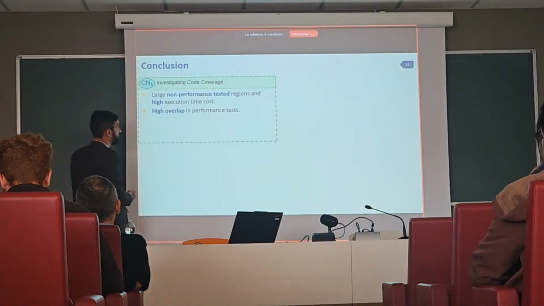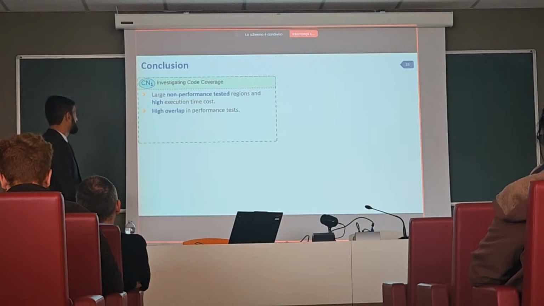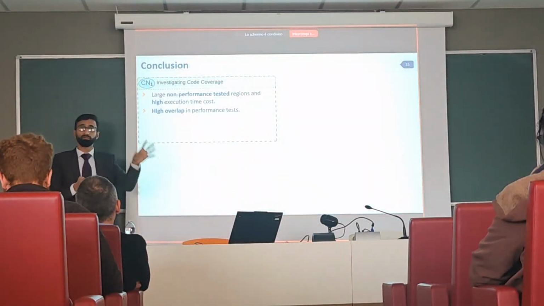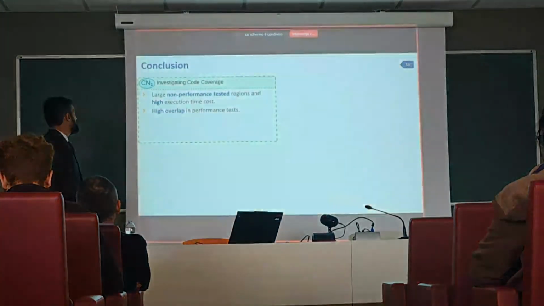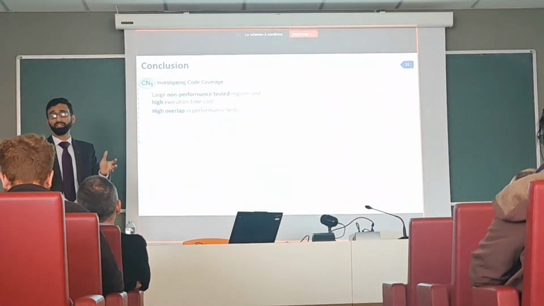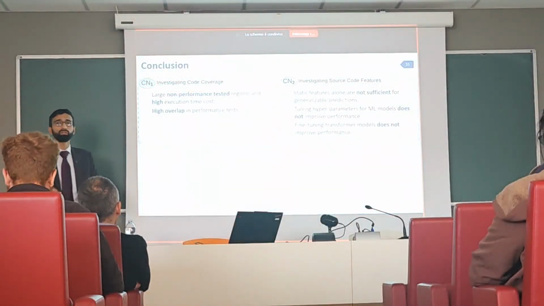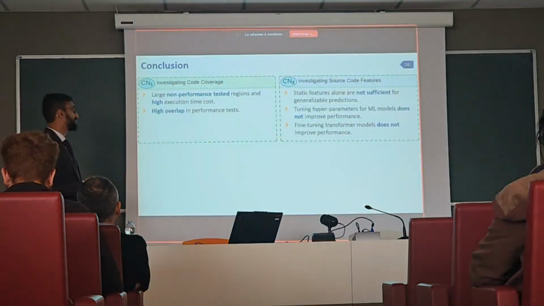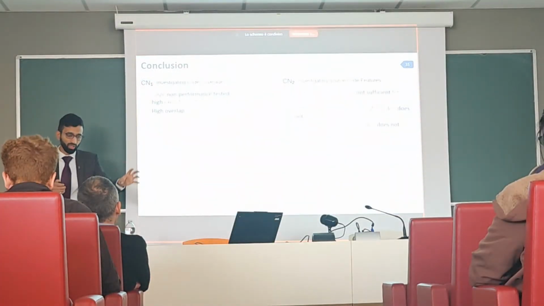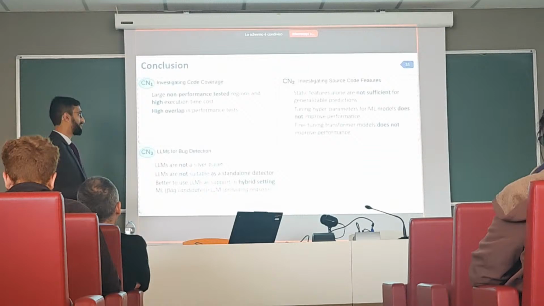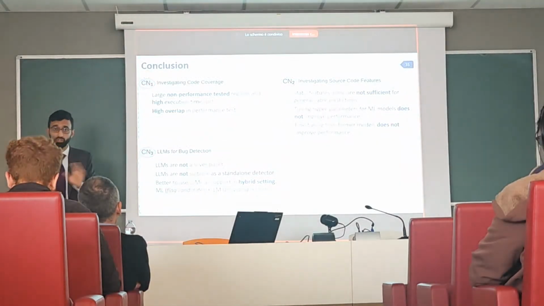So related to code coverage, we find that large non-performance-tested regions are there in the Java systems, and the execution times are really higher. Also, the overlap of the performance tests is very high. The static source code features are not helpful to understand the characteristics of the code that should be tested. Even hyperparameter tuning and fine-tuned transformer-based models were not able to capture the complexity or the characteristics in that code. Taking the help of large language models, of course, we say that it's not a silver bullet.